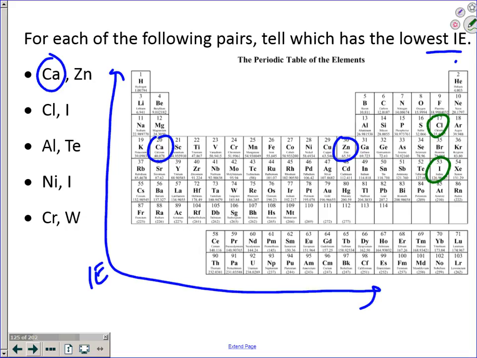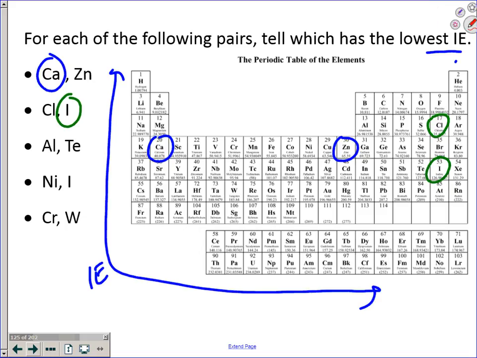Chlorine and iodine. Who has a lower ionization energy? Okay, because on your hand trick, it's lower down in the group. So iodine has a lower IE because it has more shielding. It doesn't really attract its valence shell very well, so it's quite easy to take electrons from its valence shell.